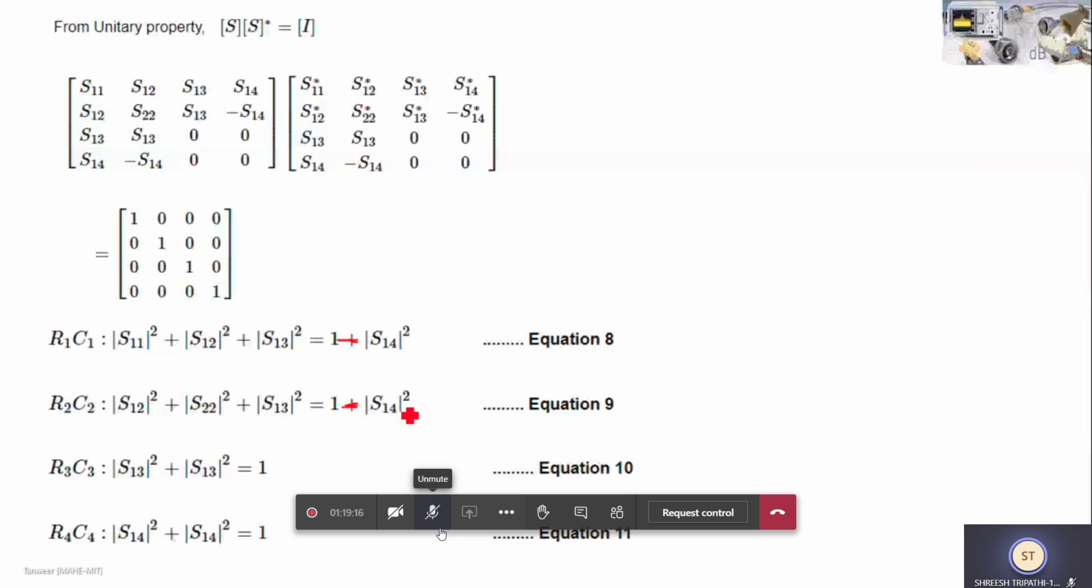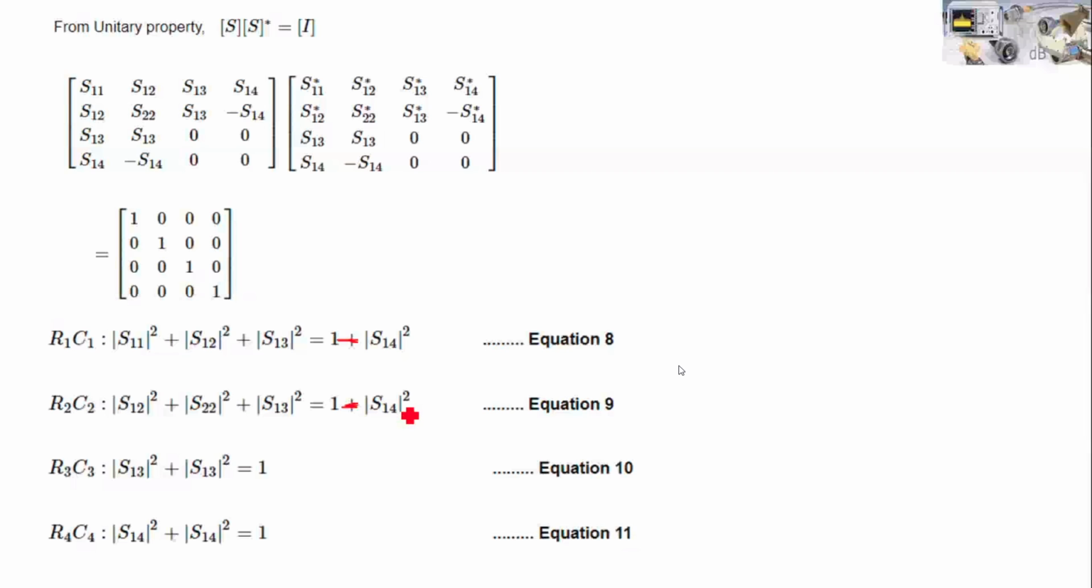There is a small error. Please see here. When you do R1 C1, it is mod of S11 squared plus mod of S12 squared plus mod of S13 squared plus mod of S14 squared, which is equal to 1. Why am I taking this S14 to that side? So it will be minus here. Please pay attention. Are you able to note this?